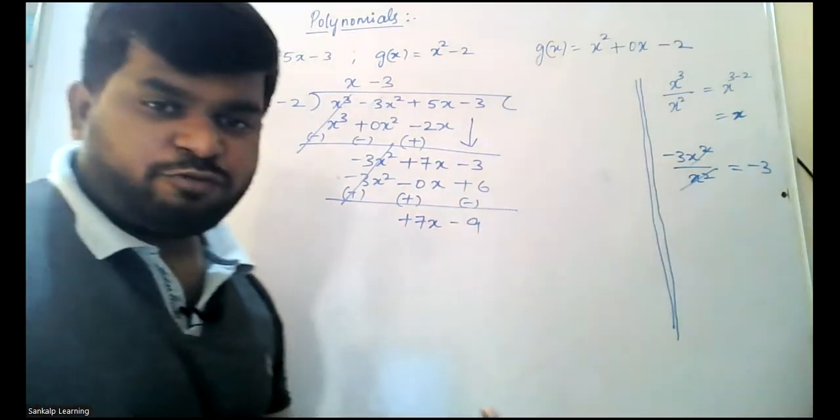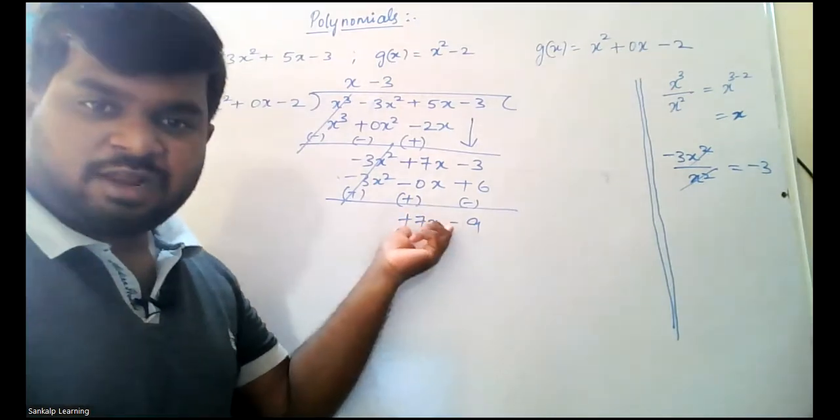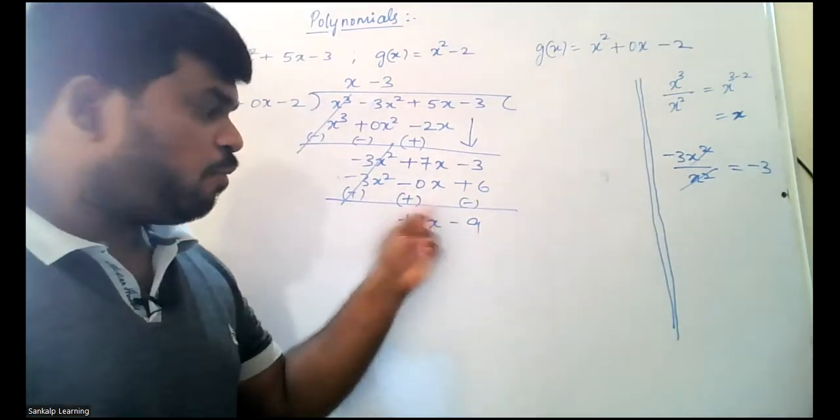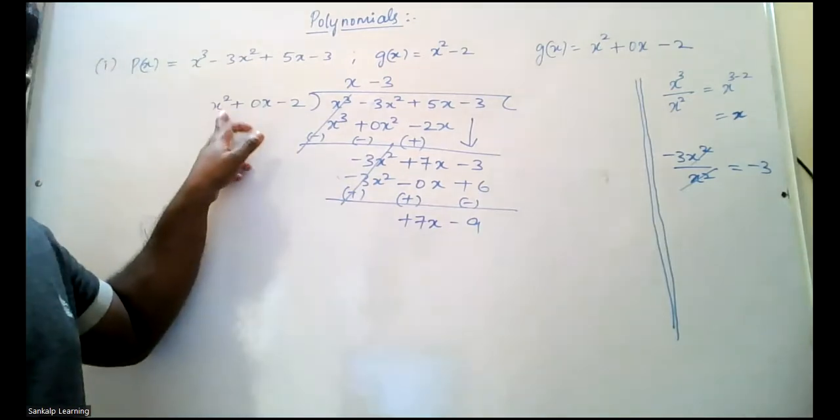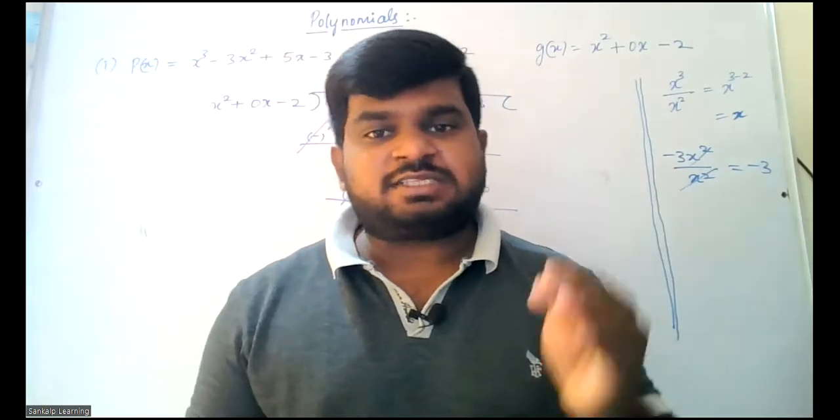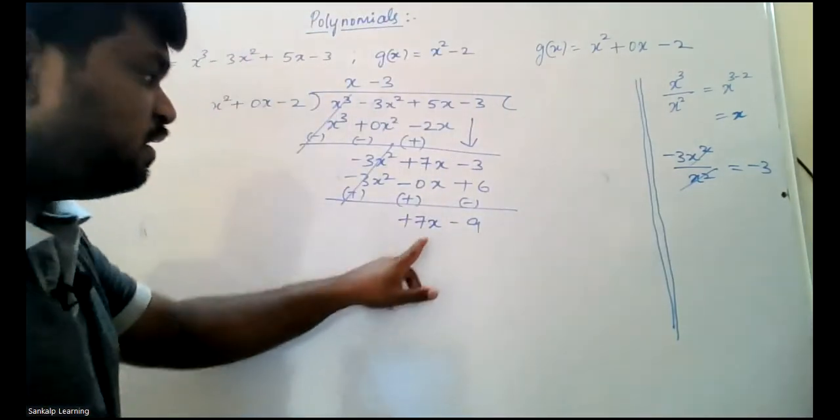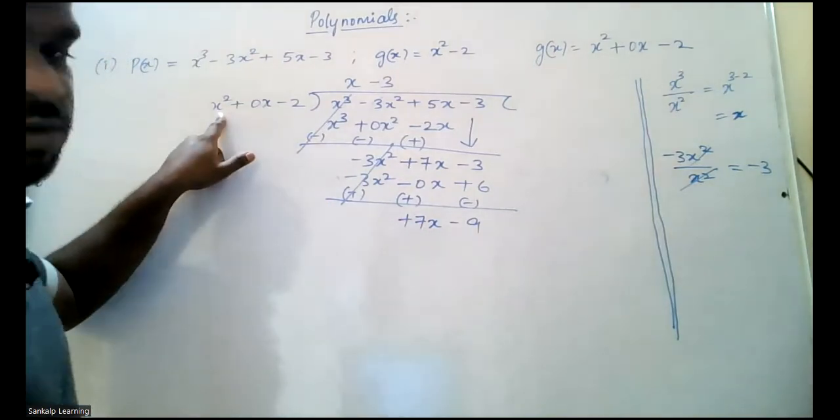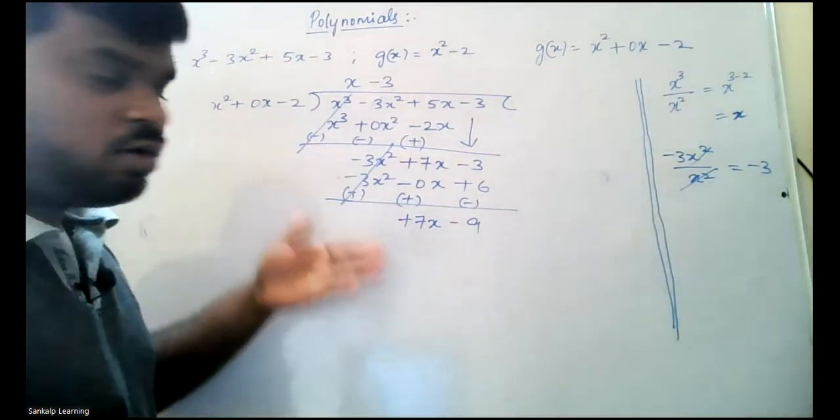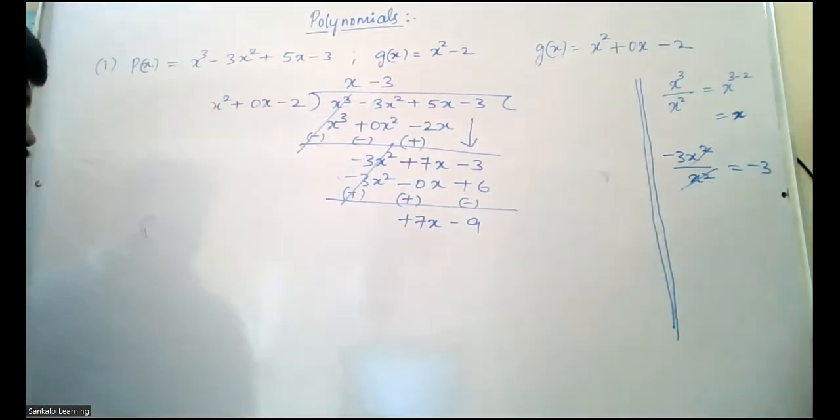Now, can I continue further? No. Why? Because the thing that we have got, the remainder, what is the degree? 1. What is the degree here? The divisor degree, it is 2. Whenever the degree of the remainder is lesser than the divisor, that is where we have to stop. Okay. Here the degree is 1, but here the degree is 2. The divisor degree is more compared to the remainder's. So this is the step that we are going to stop.